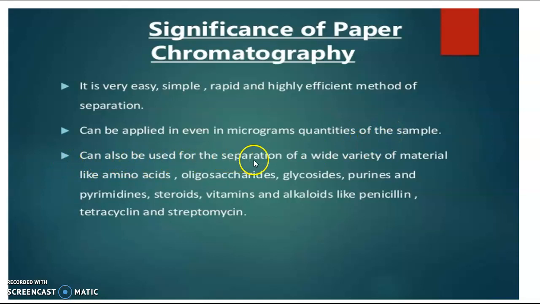It can also be used for separation of a wide variety of materials like amino acids, which are the building blocks of proteins, oligosaccharides, glycosides, purines and pyrimidines, which are the components of DNA, steroids, which are hormones, vitamins, and alkaloids, and antibiotics like penicillin, tetracycline and streptomycin, etc. This is the significance of paper chromatography.